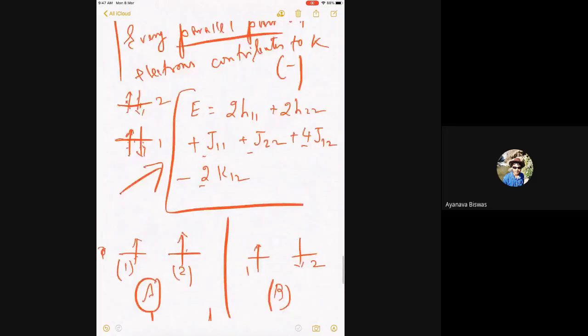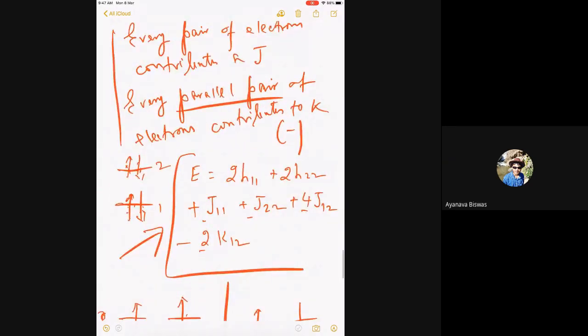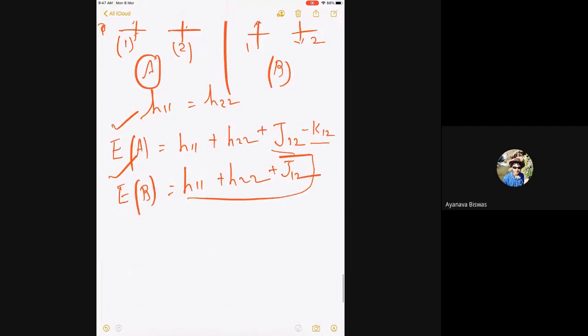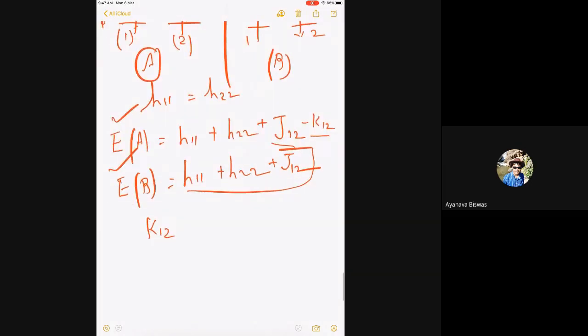So while you have done restricted Hartree-Fock, please understand the general statement for any determinant. This is true for a determinant, okay? So you can see now that the integral K12, which is missing here, which is an exchange integral, is available in system A, parallel spin. But all these integrals are actually positive.